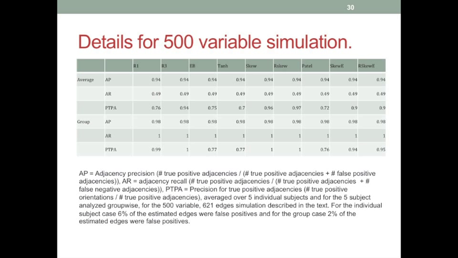So these are averages over 5 subjects. These are for the group whenever we analyze the group all together. The adjacency precision jumps to 0.98 from 0.94, and it's 0.98 across the board. And the recall jumps to 1 across the board when we analyze them as a group. And the PTPA jumps from 0.76 to 0.99. And these all become 1s. So for the group, if we could justify analyzing at a group level, we could actually do quite well. But we stick to the single subject level, since that's what we know.